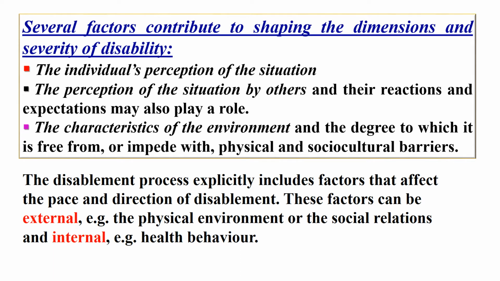The disablement process explicitly includes factors that affect the pace and direction of disablement. These factors can be external, like the physical environment or the social relationships, and internal, like the health behavior.